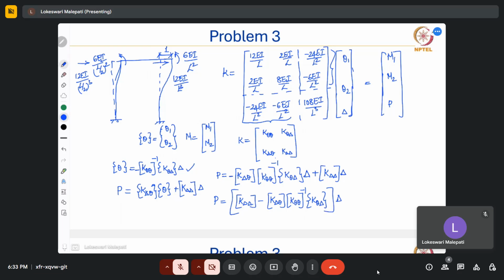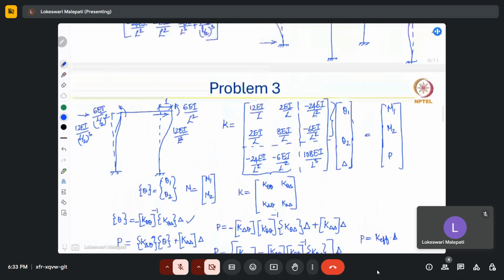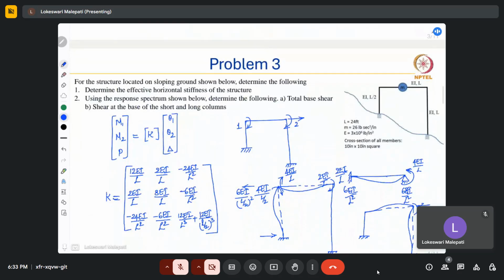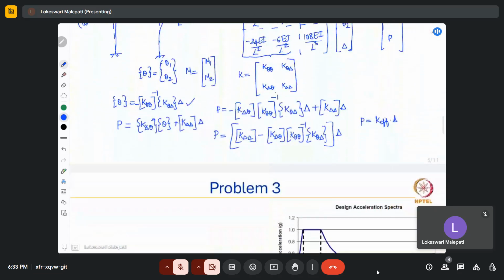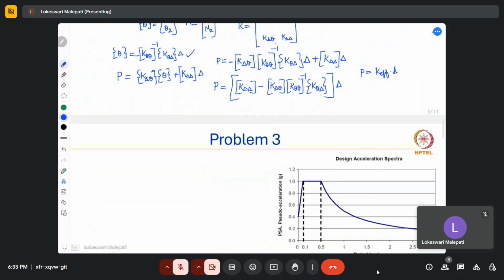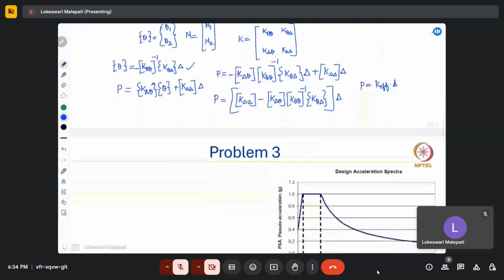Delta is common, which is a scalar value. So now this is in the form of P is equal to k effective multiplied by delta, which is what we need to find out, which is what is asked in the question. So determine the effective horizontal stiffness of the structure. Now we have all the values and we need to substitute in this big formula. We know k delta delta, k delta theta is known. So first let's find out this k theta theta inverse.